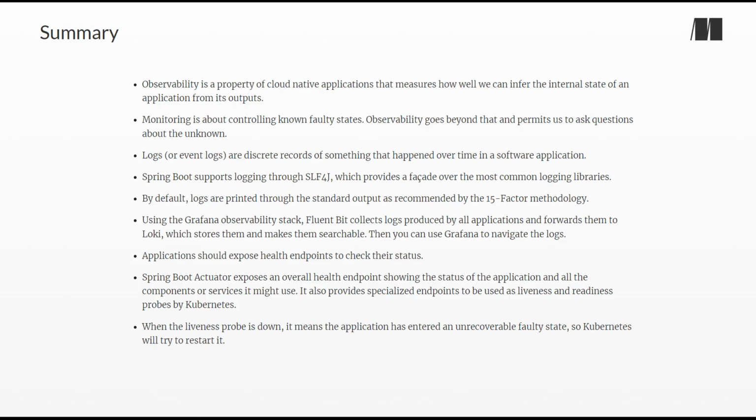Summary. Observability is a property of cloud-native applications that measures how well we can infer the internal state of an application from its outputs. Monitoring is about controlling known faulty states. Observability goes beyond that and permits us to ask questions about the unknown.